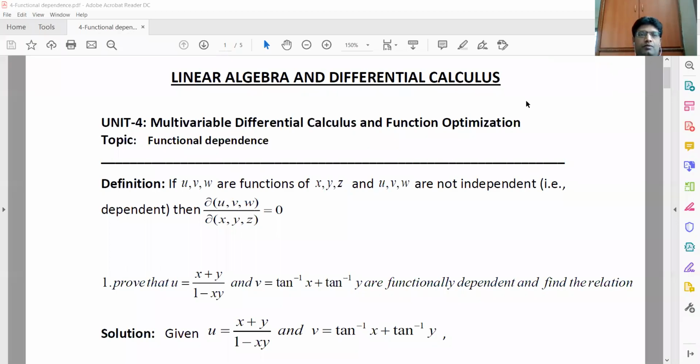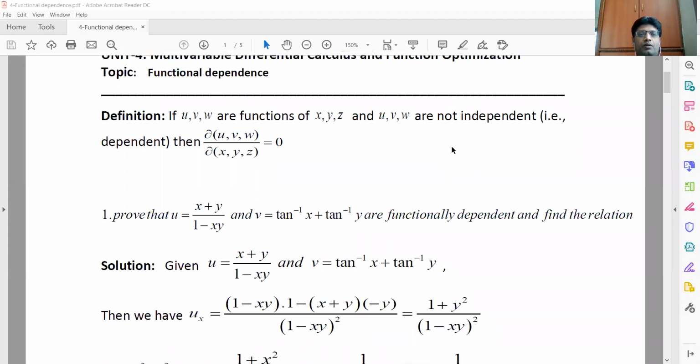Hello, welcome to the fourth unit, Multivariable Differential Calculus and Function Optimization. In this video, we are going to see functional dependence. Let us see first the definition.